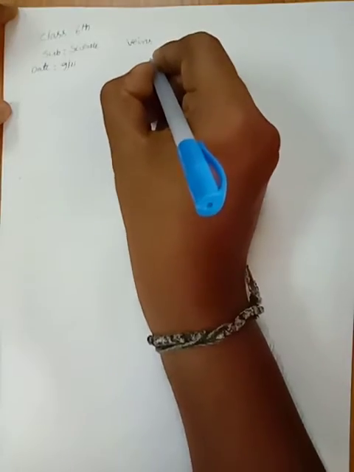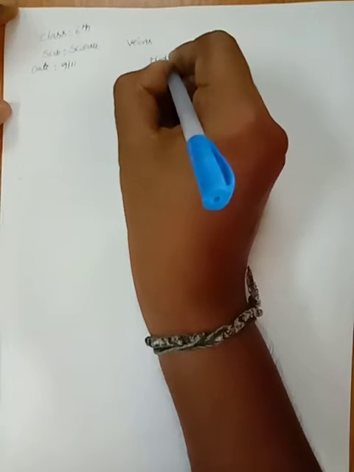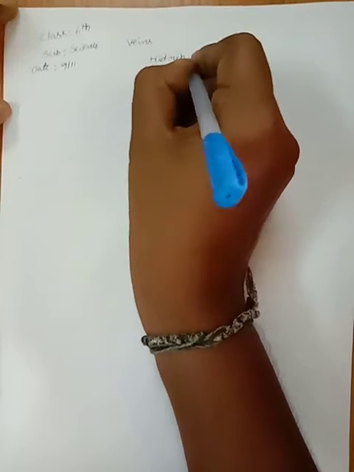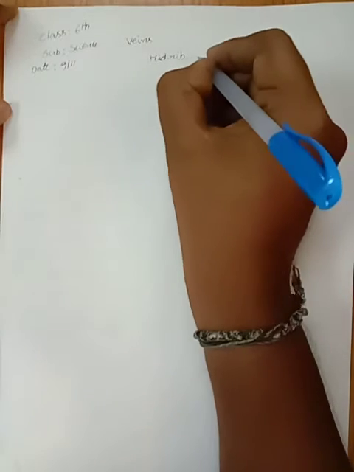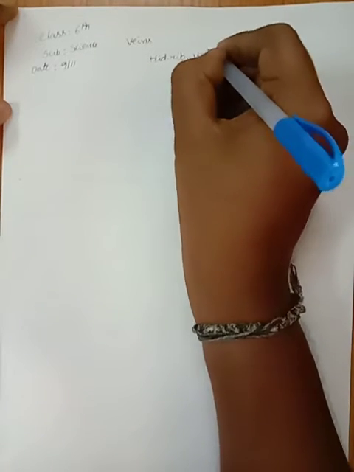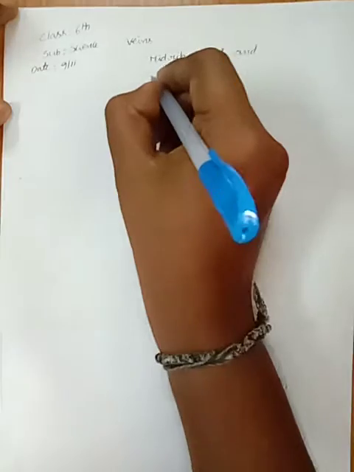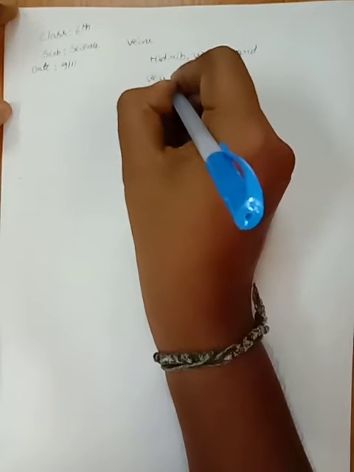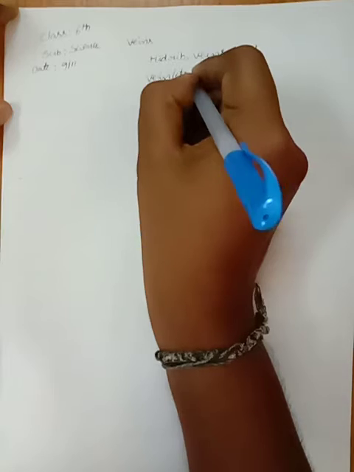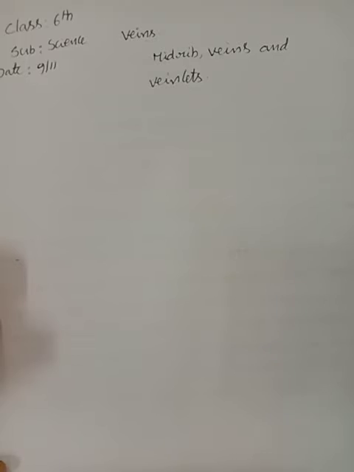They are midrib, veins and veinlets. Veins are mainly three types: midrib, veins and veinlets.